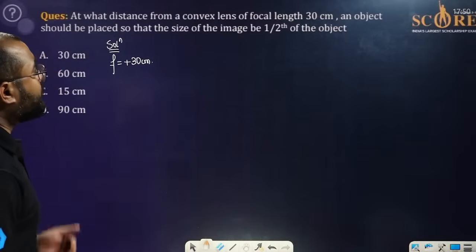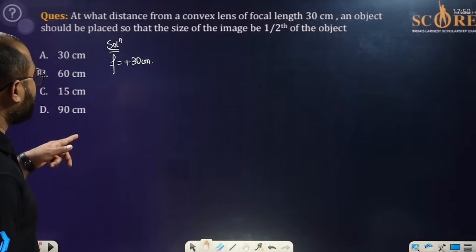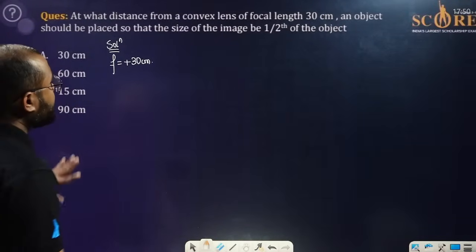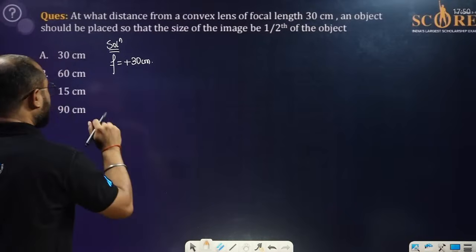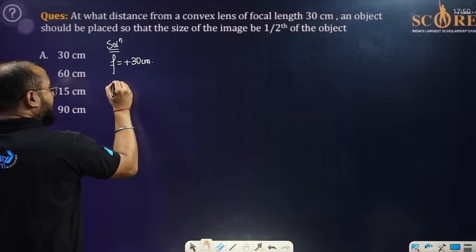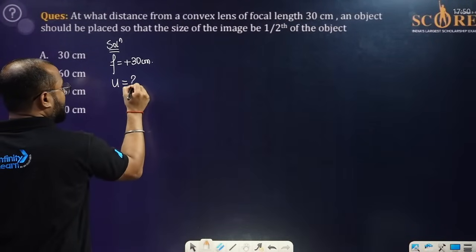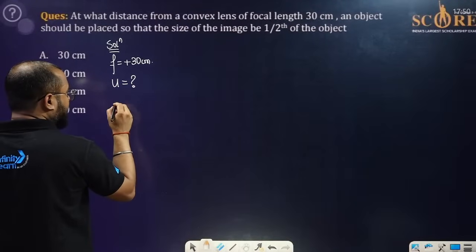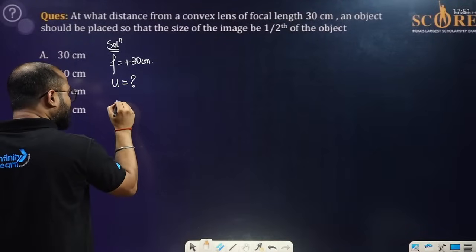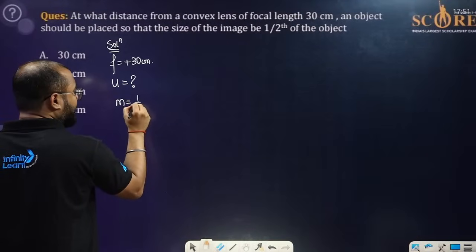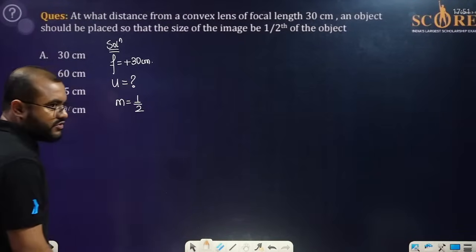Fine. Now, an object should be placed so that the image is one half of the object. That means we have to find out the value of u basically. Okay, we have to find out the value of u, and it has been said that m is equal to half. M is equal to half.